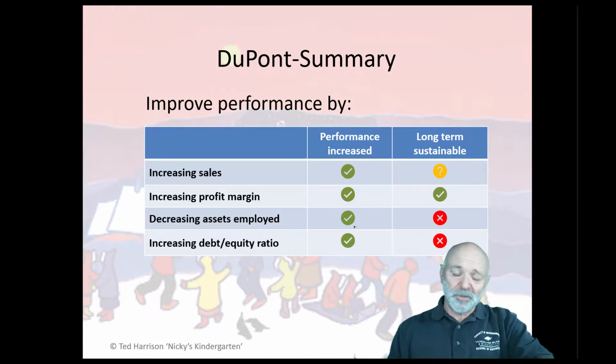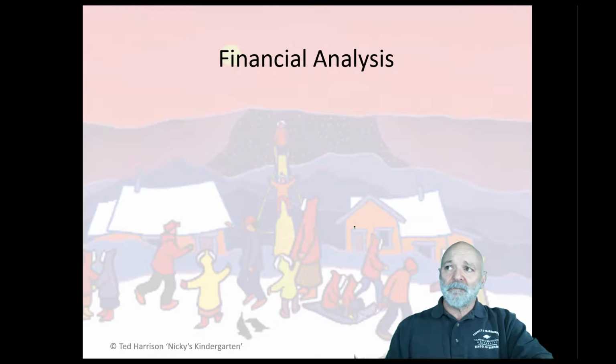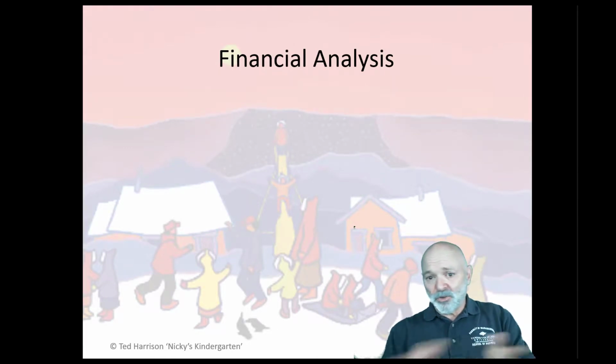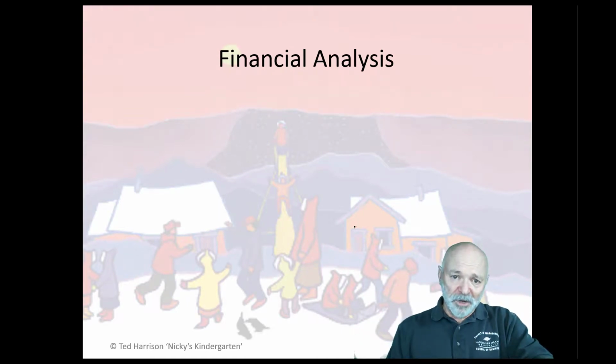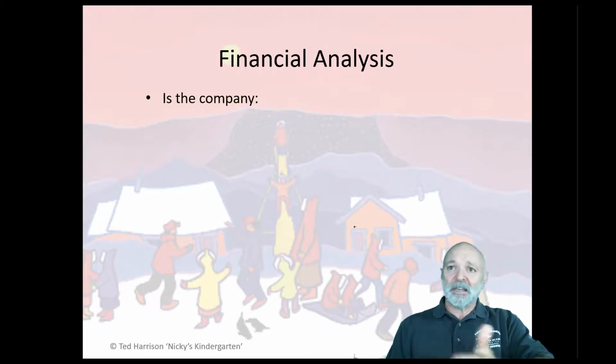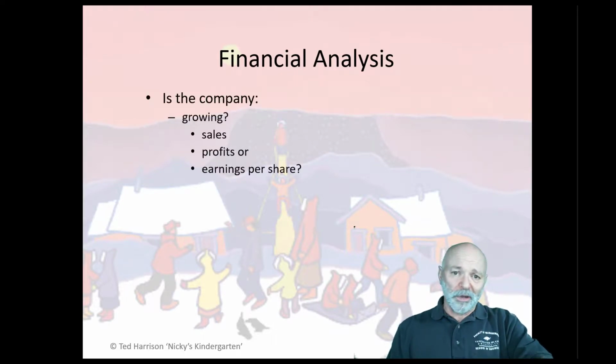That's essentially the DuPont analysis, but I should also mention that it's part of an overall broader analysis. When we're looking at a financial analysis of the company, we look at the trend and the variance, the difference between the company and its peers, the other companies, in several different dimensions. Is the company growing? Is it growing its sales? Is it growing its profits? And is it growing its earnings per share?